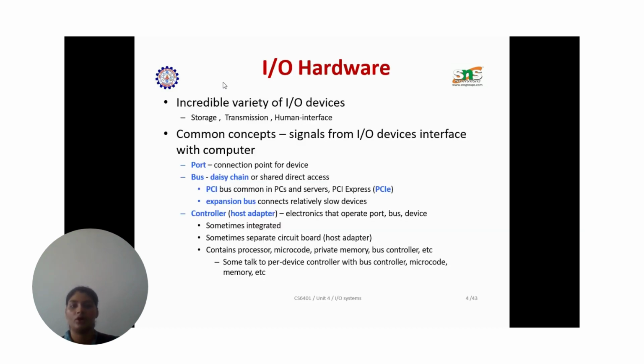First we learn I/O hardware. There is an incredible variety of I/O devices for storage, transmission and human interface. The common concept is that signals from input-output devices interface with the computer. A port is a connection point for a device. A bus is a daisy chain or shared direct access. The PCI bus is common in PCs and servers. PCI Express is an expansion bus that connects relatively slow devices.